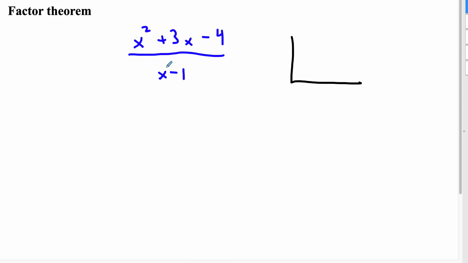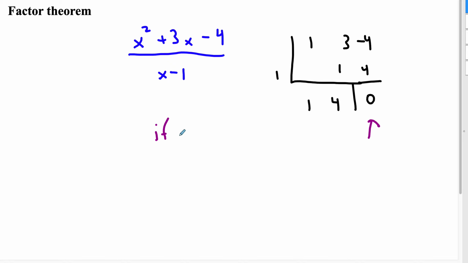Well, we know that x minus 1, because if we factor this, this is x minus 1 times x plus 4. So what happens? This root is 1, right? Remember, you have to divide by the root. So we get 1, 3, negative 4. What does it mean? 1 times 1 is 1, 3 plus 1 is 4, 1 times 4 is 4. And so it goes in evenly, which means that we get a remainder of 0.